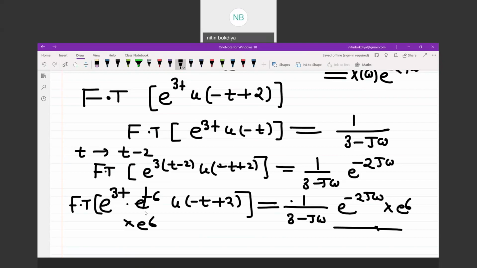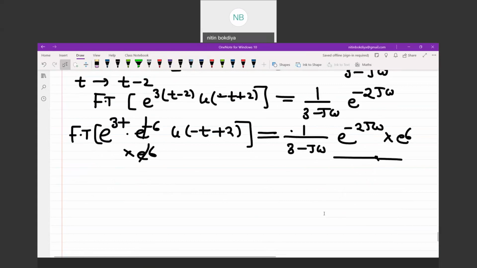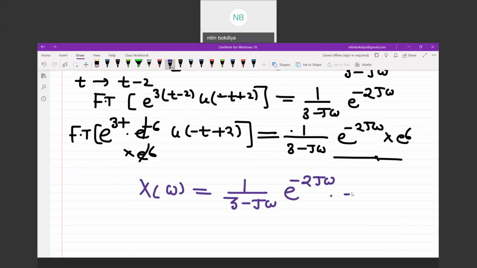And e to the power 6 minus 6 is what? E to the power 0, which is 1. And the Fourier transform of the function, x of omega, is given by 1 divided by 3 minus iota omega into e to the power minus 2 iota omega into e to the power 6. You can add the powers, the base is the same.